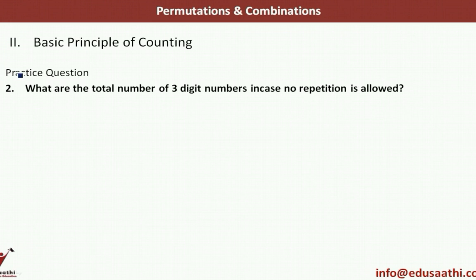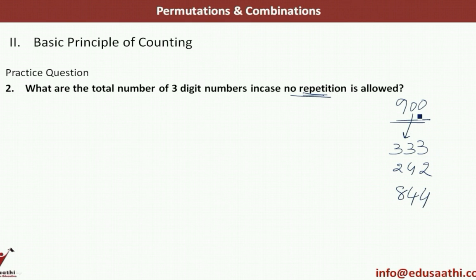So let's move on to this second question on the principle of counting. What are the total number of 3-digit numbers in case no repetition of digits is allowed? If you note carefully, the previous question we did, where we found that the total number of 3-digit numbers is 900, includes numbers such as 333, or a number such as 2, 4 and 2, or a number such as 8, 4 and 4.